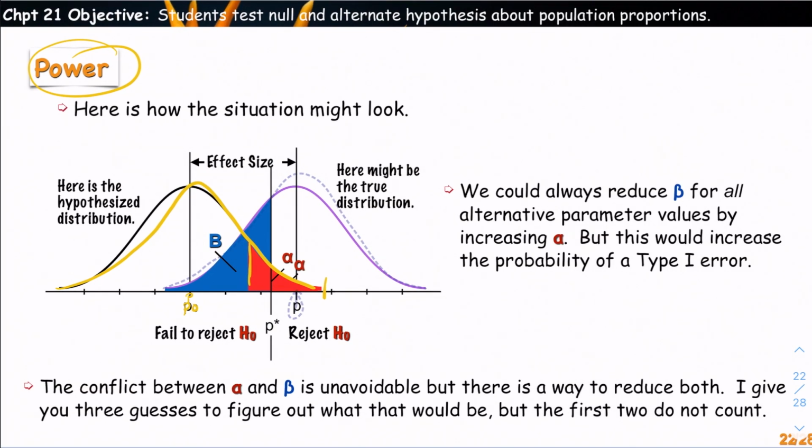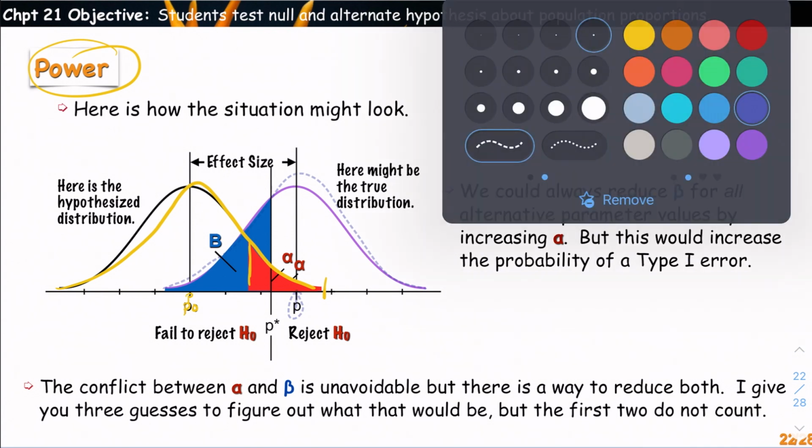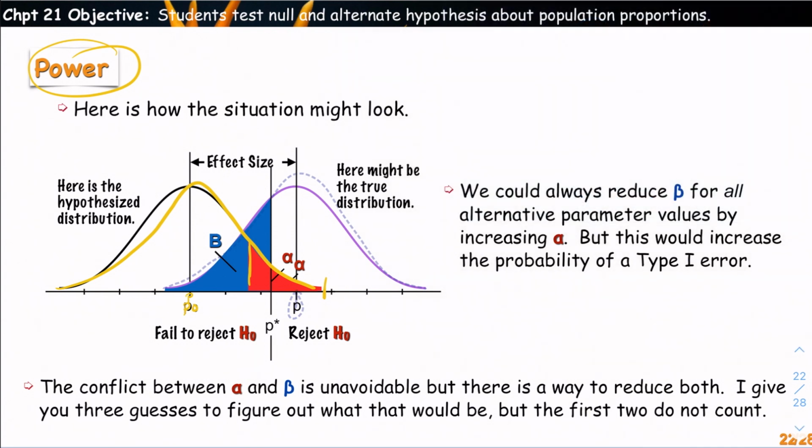So we could always reduce the size of beta by increasing alpha, right? You see, this blue area is where we would fail to reject the null. The red area is where we would reject the null. So if we reduce beta, we shrink it down, we're going to increase alpha. So if we're increasing alpha, we're increasing the significance level, which means we are increasing the probability of a type 1 error.